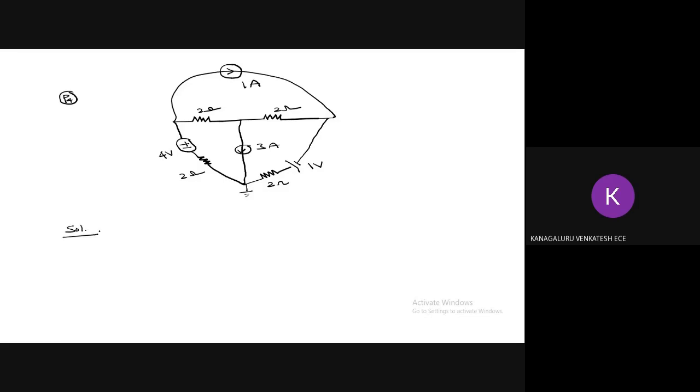So now tell me, how many nodes are there in the given circuit? Three, sir. Yeah, 3 nodes are there. Very good. So here one node, I name it V1. Here another node, I name it V2. Here one more node, I name it V3. So straight away we are going to apply nodal analysis at every node.